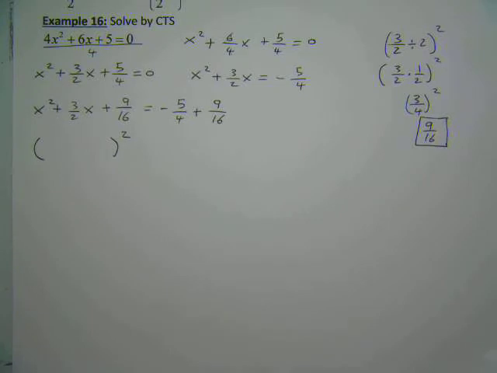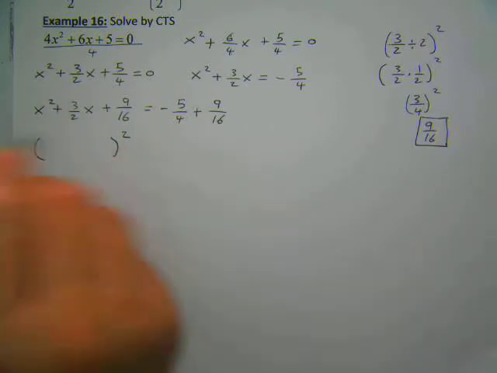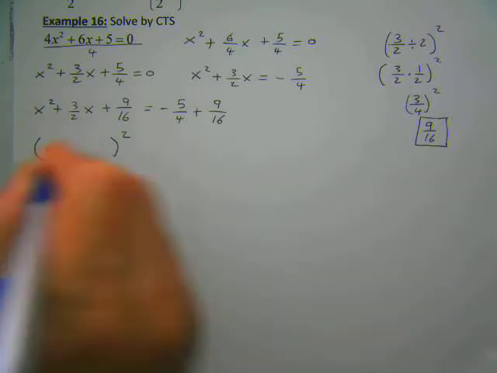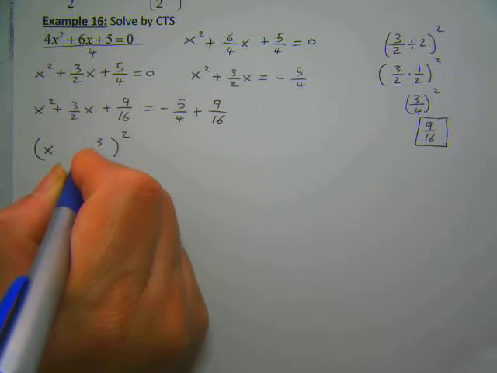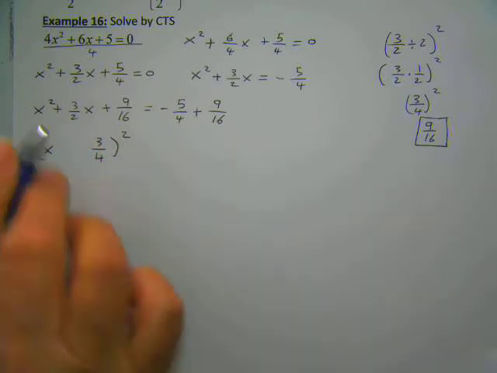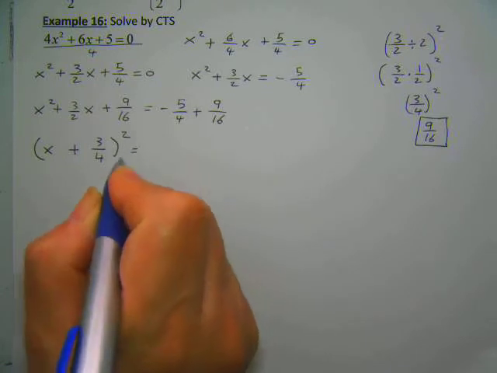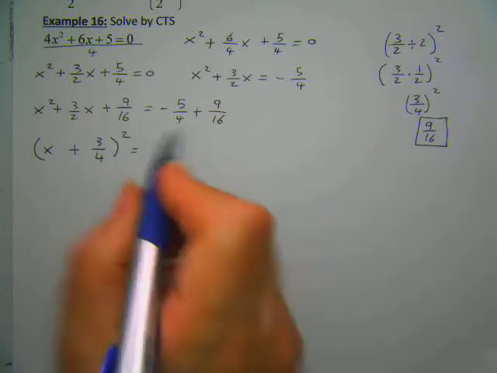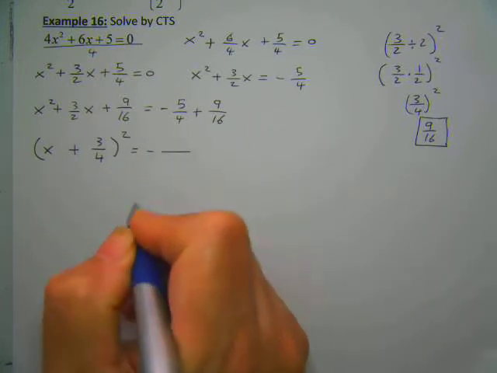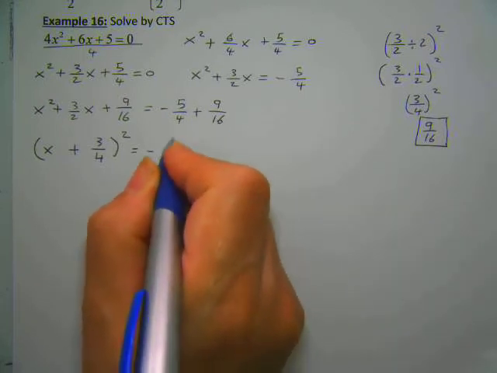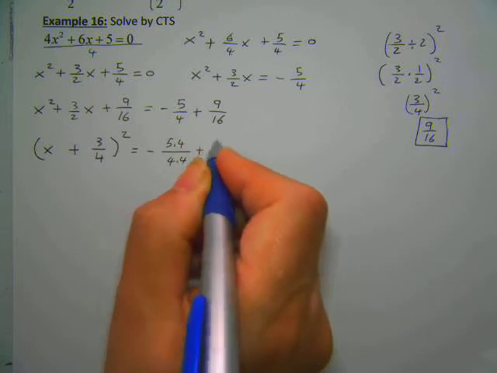So, what is inside the parentheses? The square root of the first, x. What is the square root of the last? 3/4. The sign of the middle. Now on the right side we're going to add, but we can't add without having the same denominator, a common denominator, so we're going to multiply top and bottom by 4.